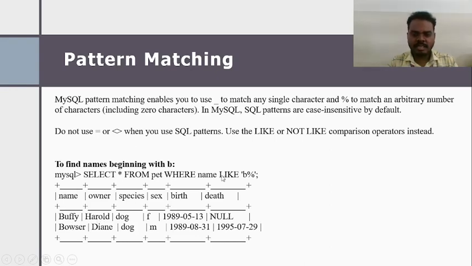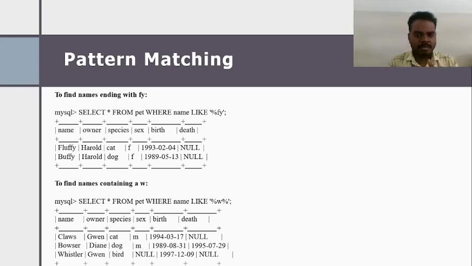Since LIKE is nothing but a pattern matching operator, percentage means that from the first character, whatever the rest of the characters are. It will start from B, and whatever the rest of the characters are, it will show them in your pet name in pattern matching form. And the next will be percentage FI.